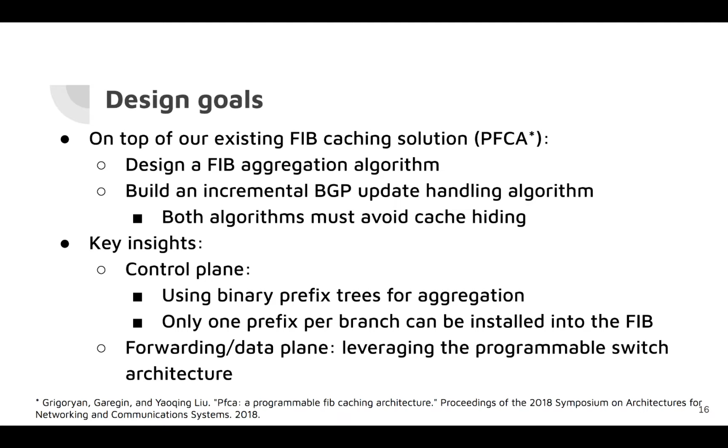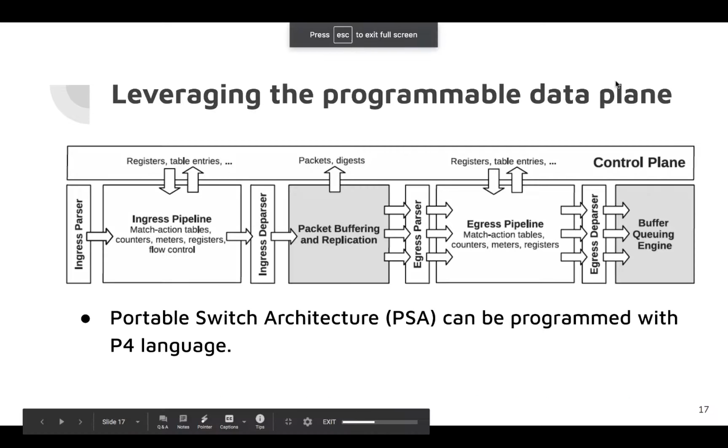The key insight into our solution is that in the control plane we use the binary prefix trees for aggregation, and only one prefix per branch of that tree can be installed into the FIB. For the data plane, we continue to build our solution on top of the programmable switch architecture. In the rest of this presentation, I'll give you more details on some of the components of our new solution, and I will present evaluation results.